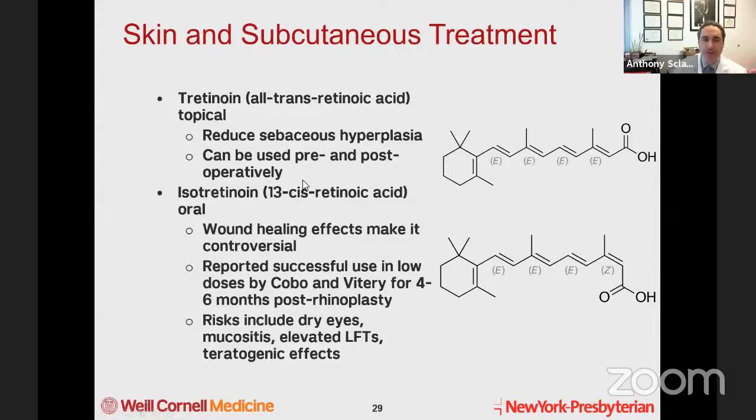Tretinoin topical, you can use it before and after. Going to reduce that sebaceous gland hyperplasia you see in those real sebaceous skin patients. That may thin it out. If you keep them on it long enough, it may thin out that skin envelope, so you see a little bit more of your structure.